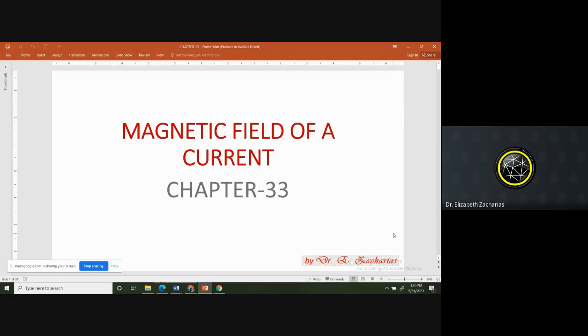So this is the next chapter, chapter number 33. In chapter number 32, we have actually seen how a moving charge can be affected by a magnetic field. You didn't care about what produced the magnetic field. You didn't bother about the source of the magnetic field. All you knew was there is a magnetic field. When there was a charge moving in that region, it experienced a force. Based on that, we had 5 applications.